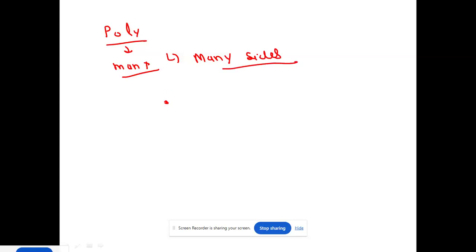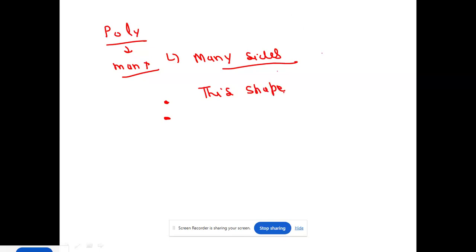So see, polyhedral. Polyhedral means, poly means many. So it is a shape which is many sided actually. Most viruses have this shape.